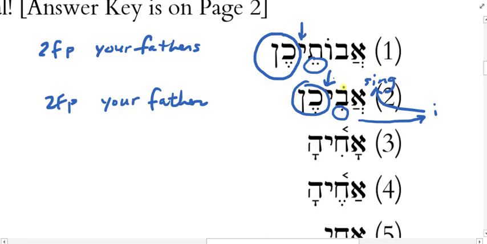How would Darth Vader say this in Hebrew? Luke, ani, right? That's I. Ani, yes. Avicha. Accent on the bet. Luke, ani avicha.